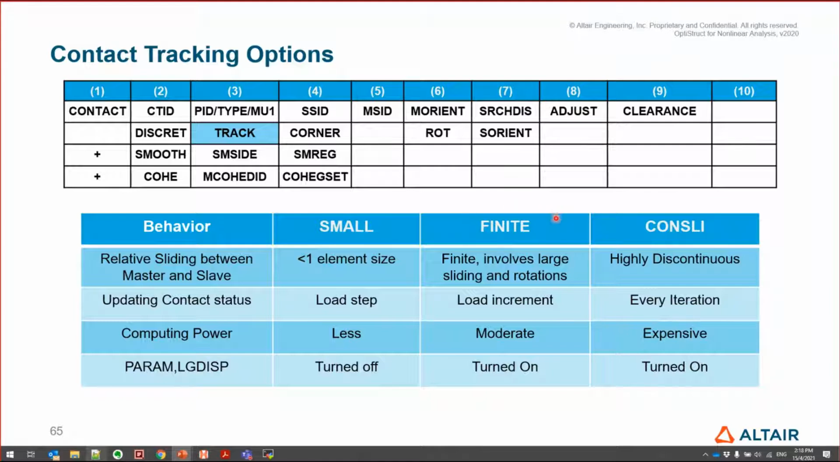Or if my contact has a lot of penetration, right? There's still a lot of penetration there. I can also try continuous sliding. Okay, so this is the most expensive because it updates every iteration, right?